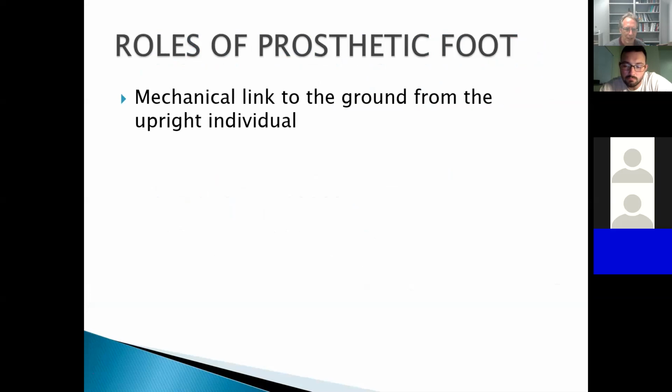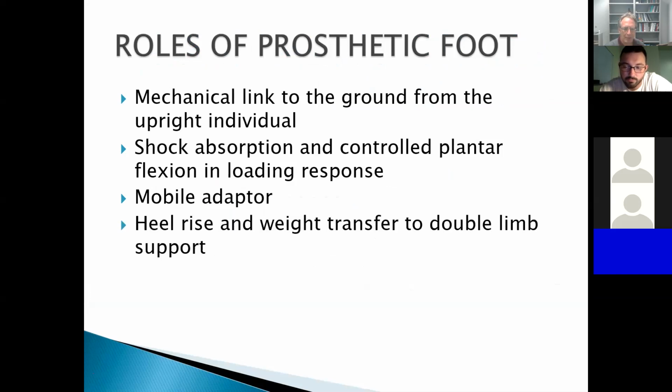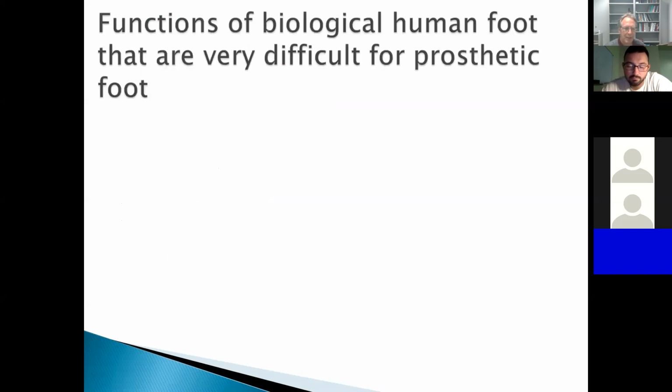Okay, we'll start thinking about the foot. The prosthetic foot is the link to the ground for an upright individual, and this is true whether we are using a prosthesis or whether we have two sound, healthy feet. What it needs to do is provide shock absorption, and one of the ways it does that is through controlled plantar flexion in the loading response. It's got to be a mobile adapter, and then a rigid lever to transmit force to the ground as we push off of that same foot.